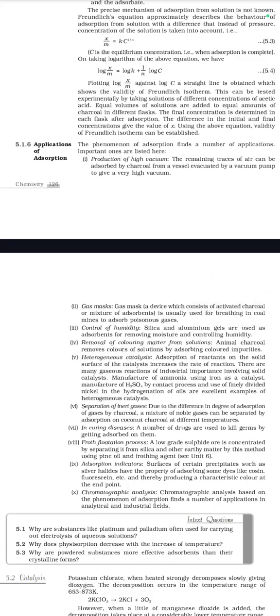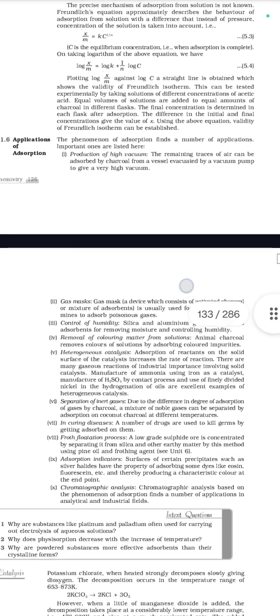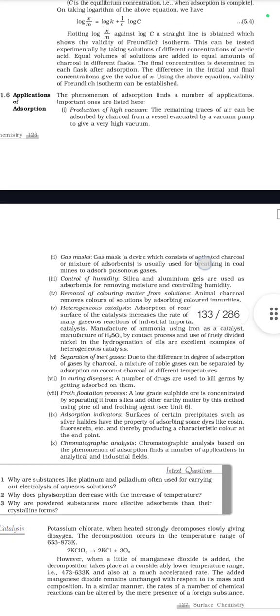Application of adsorption. The phenomenon of adsorption finds a number of applications. Important ones are listed here. Production of high vacuum.